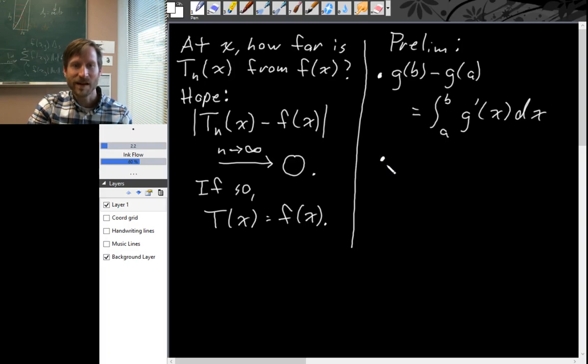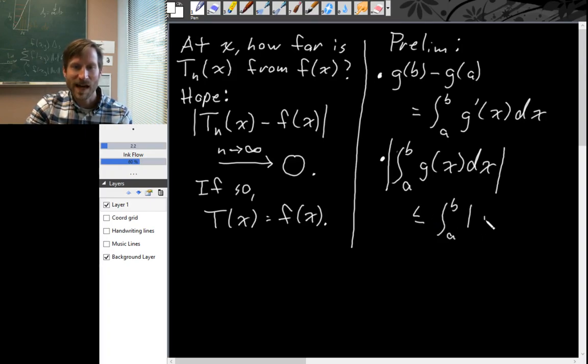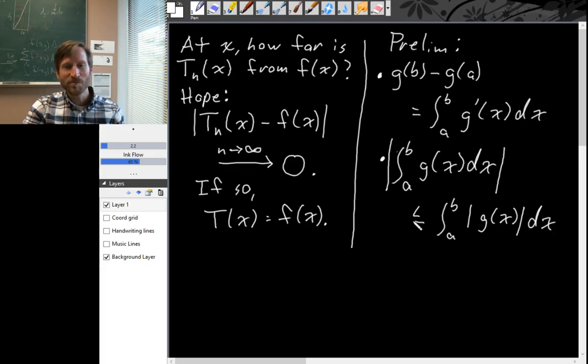The second thing is that if you have any function and you integrate between two values, a and b, of g of x dx, and you take the absolute value of the integral, that is going to be less than or equal to the integral from a to b of the absolute value of the original function g. Now, this probably isn't something you've seen before, but there's a good reason that this is true.